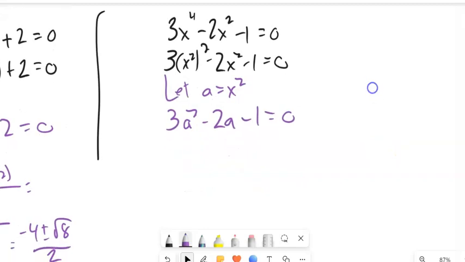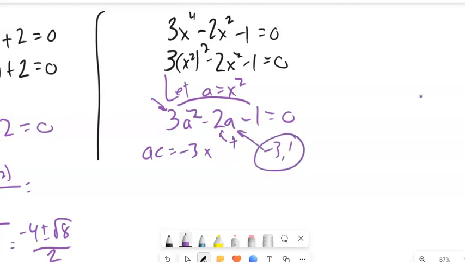And let me go to factor this. And I notice my leading coefficient isn't 1, so I'm going to use that AC method. So A times C, 3 times negative 1, is negative 3. So I want things that multiply to negative 3 and add to negative 2. It looks like negative 3 and 1 will do that for me. Now remember, in this method, you're breaking up that middle term into those pieces. So this becomes 3a squared minus 3a plus a minus 1 equals 0.